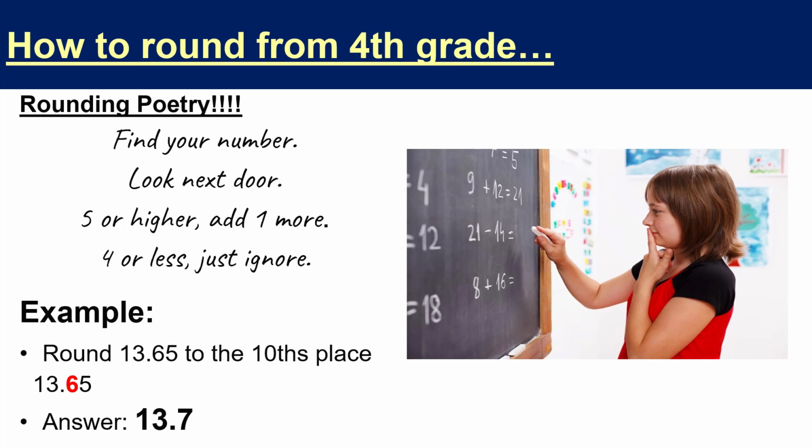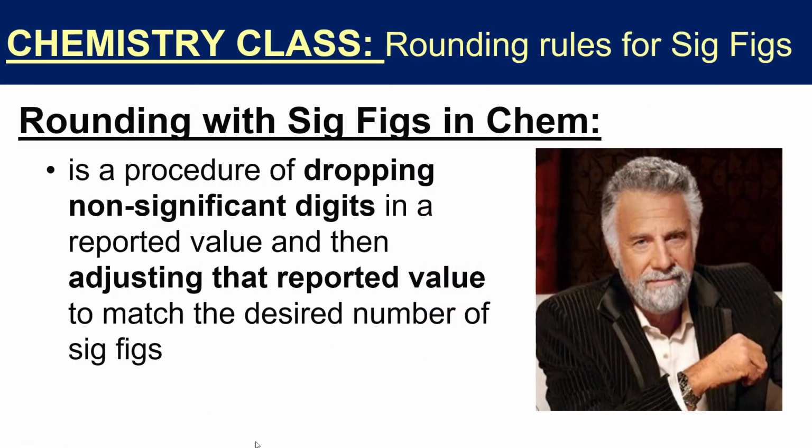I remember my teacher taught this to me. He said, find your number, look next door, 5 or higher, add 1 more, 4 or less, just ignore. And so what that really means, if you really skipped rounding and never got there, like let's say I wanted to round this to the 10th place. Well, here's my 10th place number. I have to look to the number to the right of it because it's a 5. I am going to add 1 more and drop this digit that's there, and that gives me 13.7.